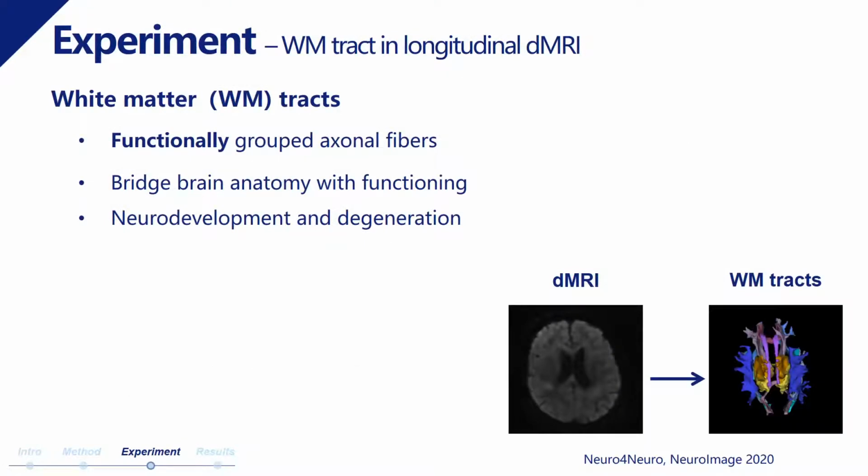We apply the proposed unbiased longitudinal framework to the analysis of white matter tracts from diffusion-weighted MRI data. So, white matter tracts are functionally grouped axonal fibers. They are thought to subserve particular brain functions, for instance, memory, cognition, or execution. Quantitative analysis of white matter tracts therefore plays an important role in bridging the interpretation of imaging biomarkers with brain functioning, and in the study of neurodevelopment and neurodegeneration.